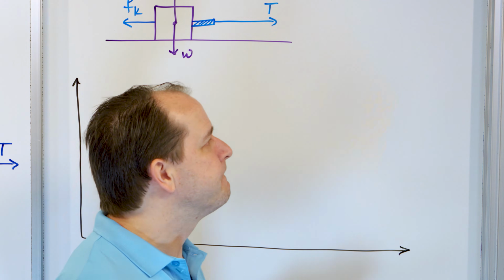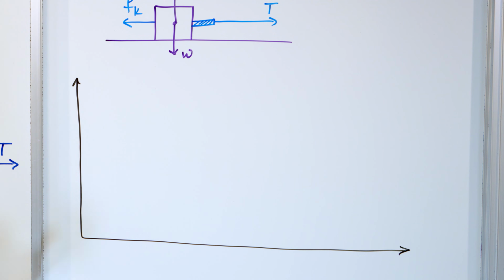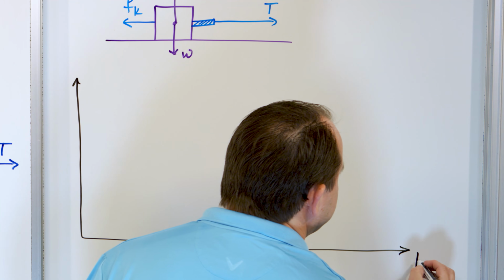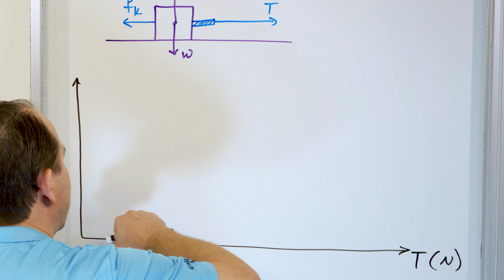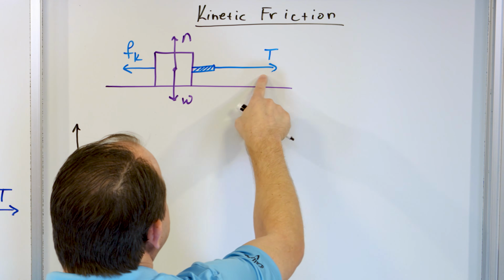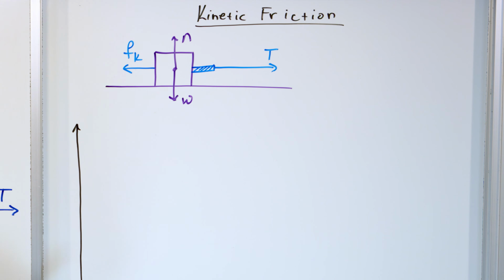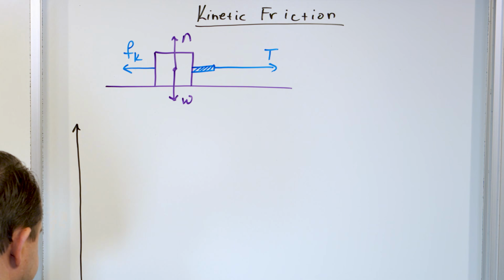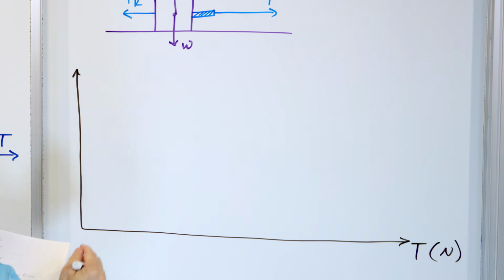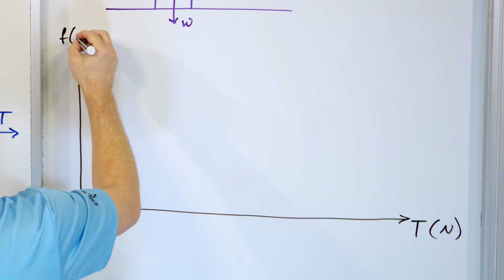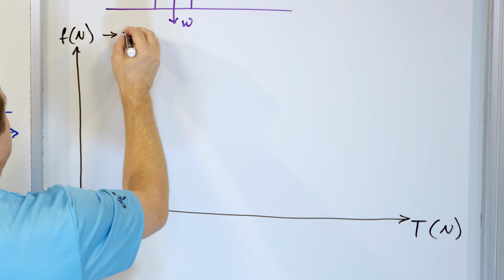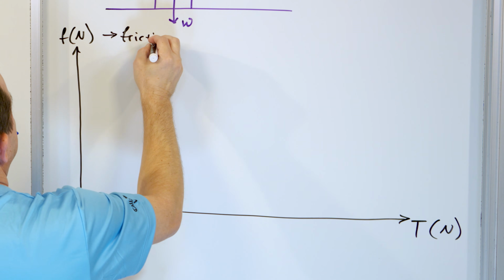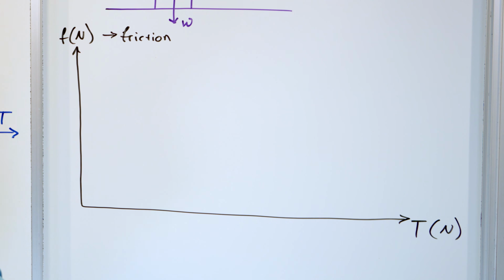Okay, now on this graph, on this axis we're going to put the tension in newtons. In other words, we're going to graph how hard we're pulling on this box, this tension right here. And on this axis right here, we're going to graph the frictional force in newtons. So I'm going to put here friction. Now we know there are 2 regimes: static friction and kinetic friction.